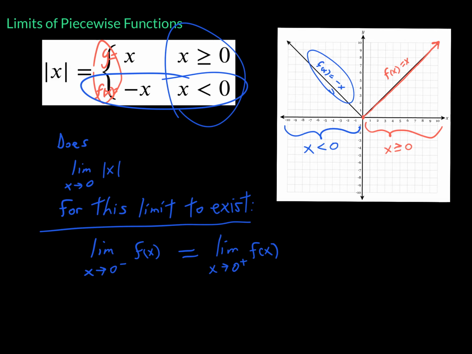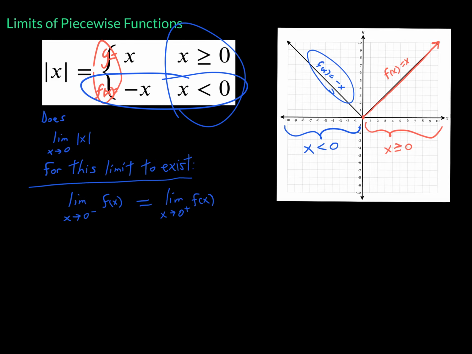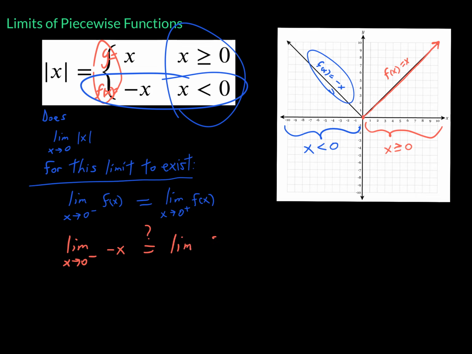Let's see if that's true. When we are on the left side of 0, we are using the function negative x. I'm going to put a question mark because we don't know if it equals yet. Does it equal the limit of our function as x is approaching 0 from the right? What's our function on that side? That's right, it's positive x.